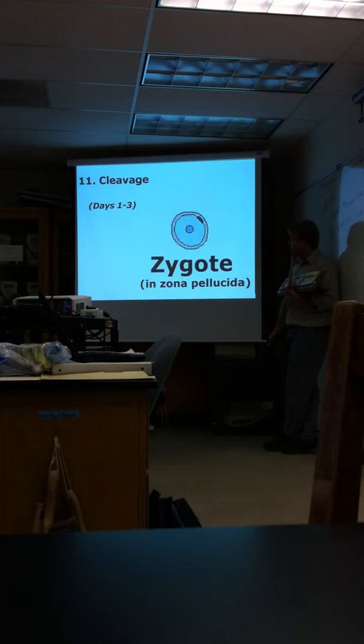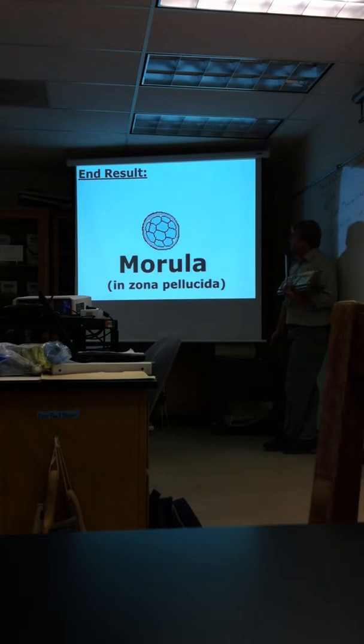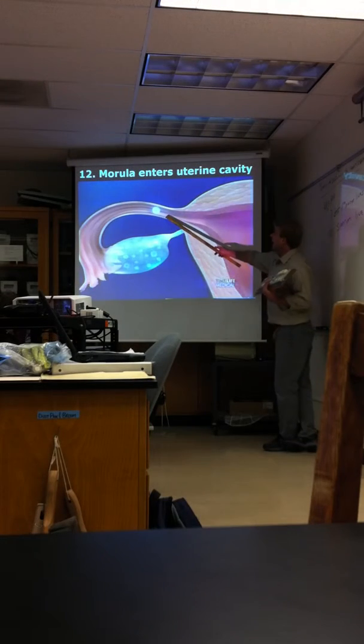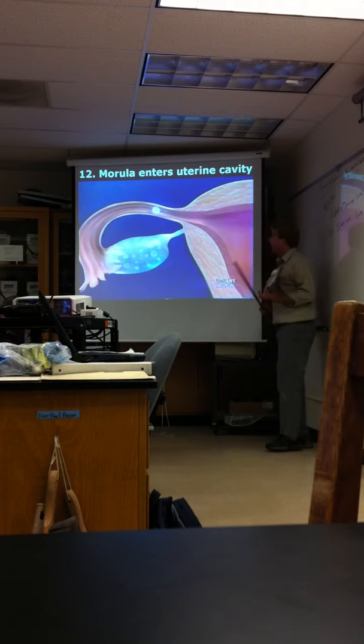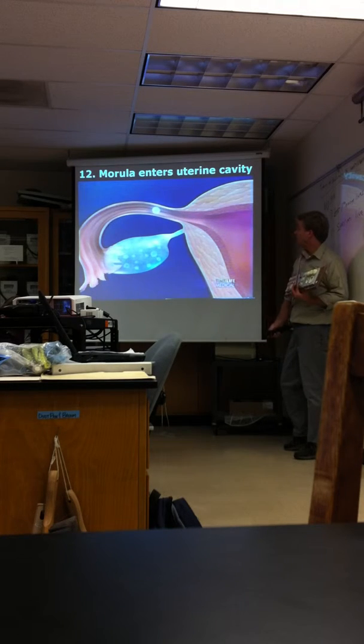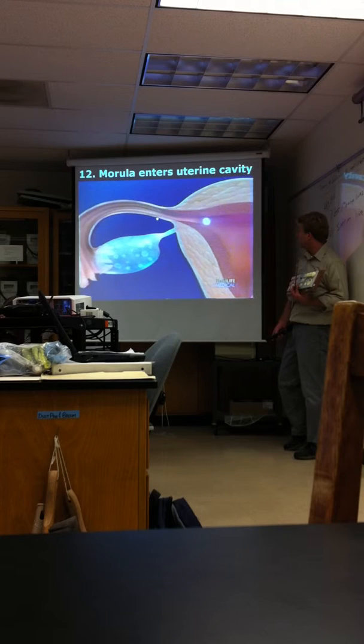So this is the cleavage where you have the zygote dividing rapidly, and the end result of the rapid mitosis is the morula. The morula is the structure that actually enters into the uterine cavity. And so right here is a morula. So when you're looking at this, you have to imagine it is a ball of cells. It is then going to move and go into the uterine cavity.